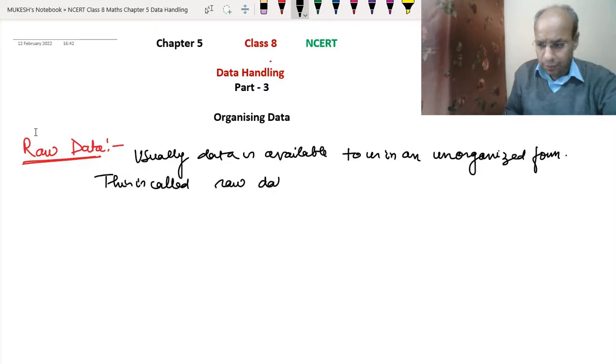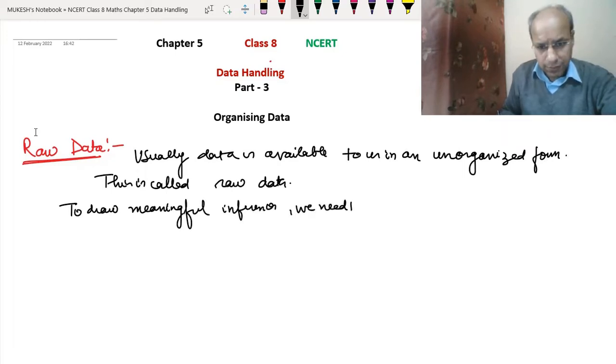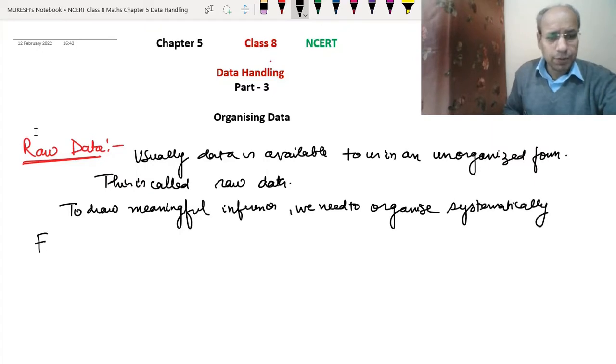Now, to draw meaningful inferences, we need to organize data systematically. I hope this is clear to you. Now let's take an example. How do we organize the data? By example we will understand how we can organize the data.